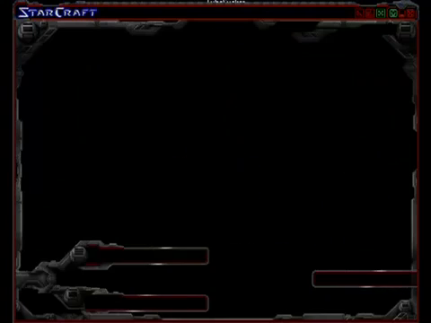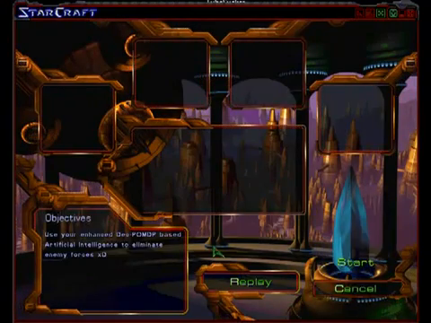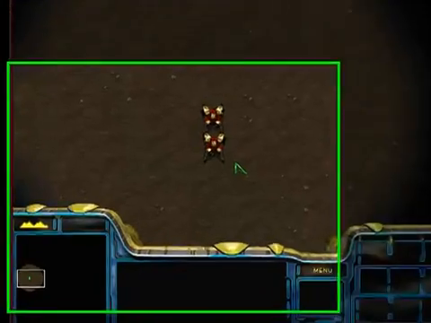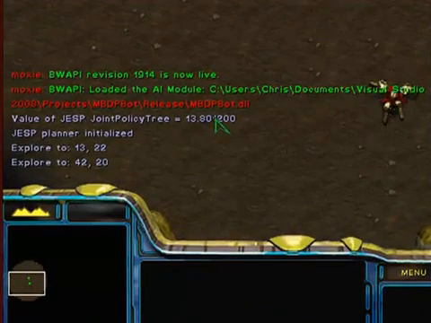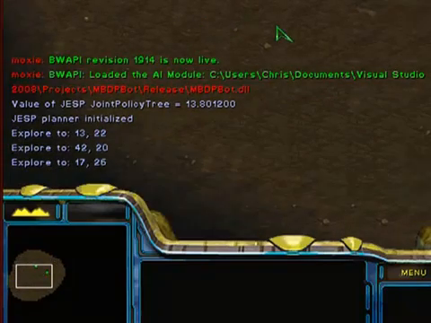Now we will show our implementation of JESP within StarCraft. We will demonstrate the same scenario, but this time we will use artificial intelligence to try to take on this powerful opponent. The JESP planner has been initialized using a horizon of length 5, and the value of the joint policy tree is displayed.